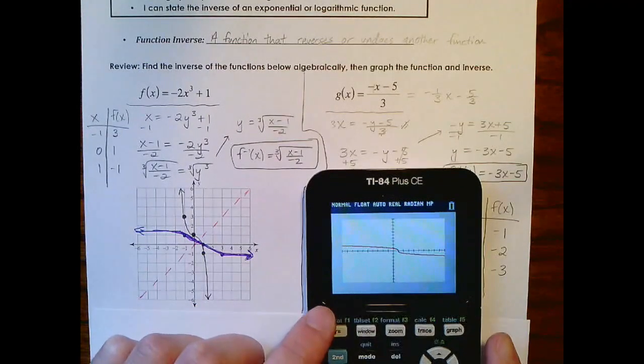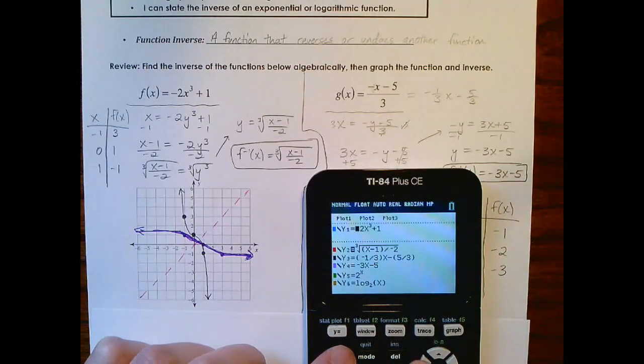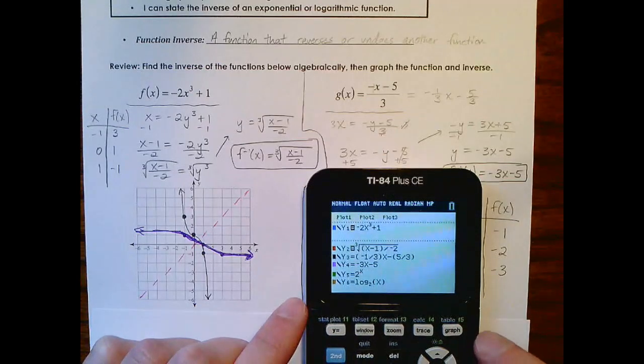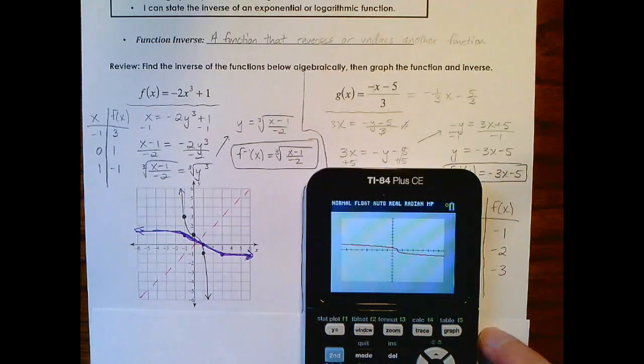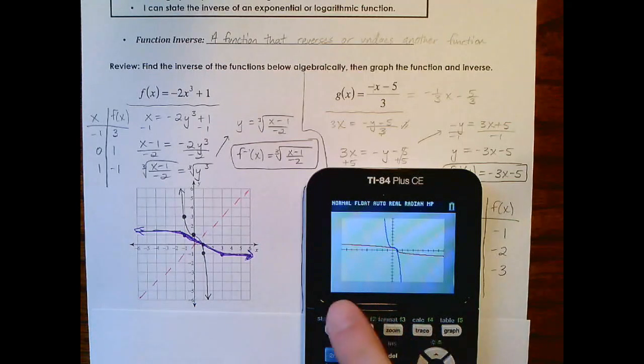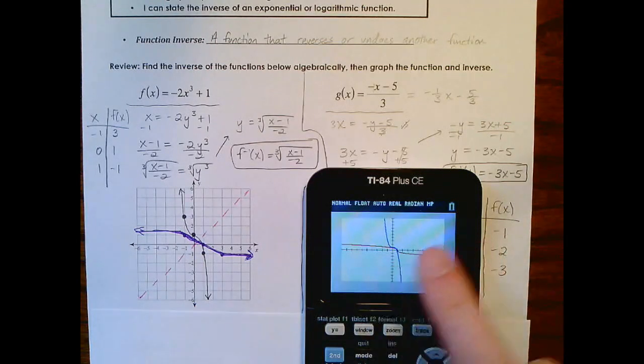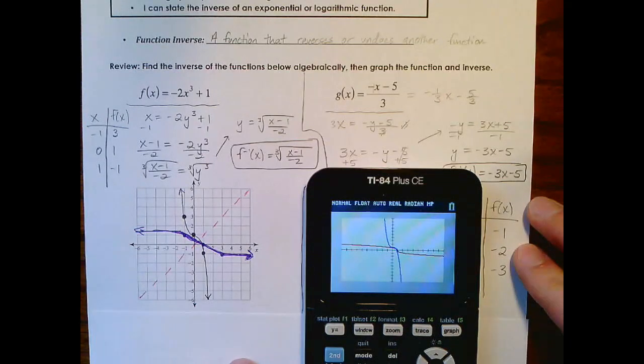If I want a better version of this, because I'm not always the best at drawing, I can go back to my graphing calculator. I can turn on the original function that we had. I can graph that here as well. And you can see something like this. And then if you graph the line y equals x, you'll actually see that the blue line, if you flip it over the line y equals x, will be the red line, and vice versa.